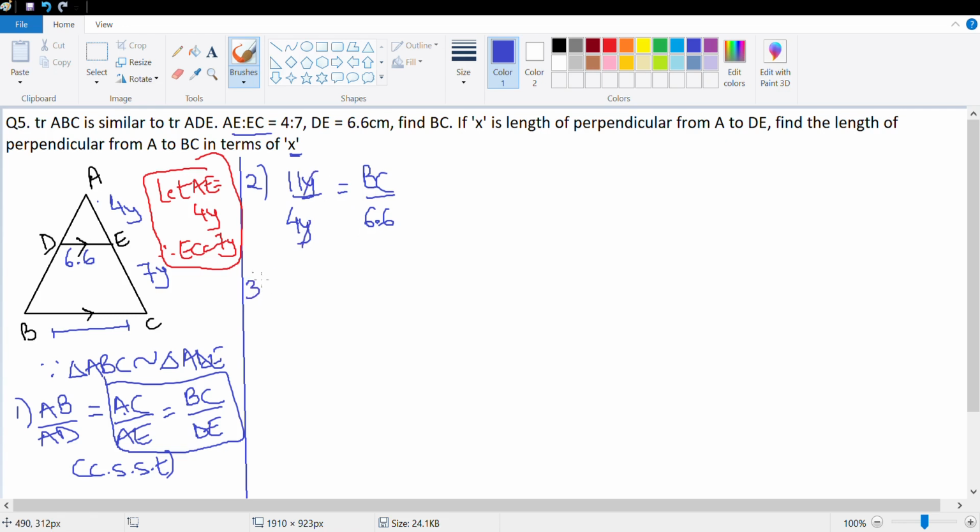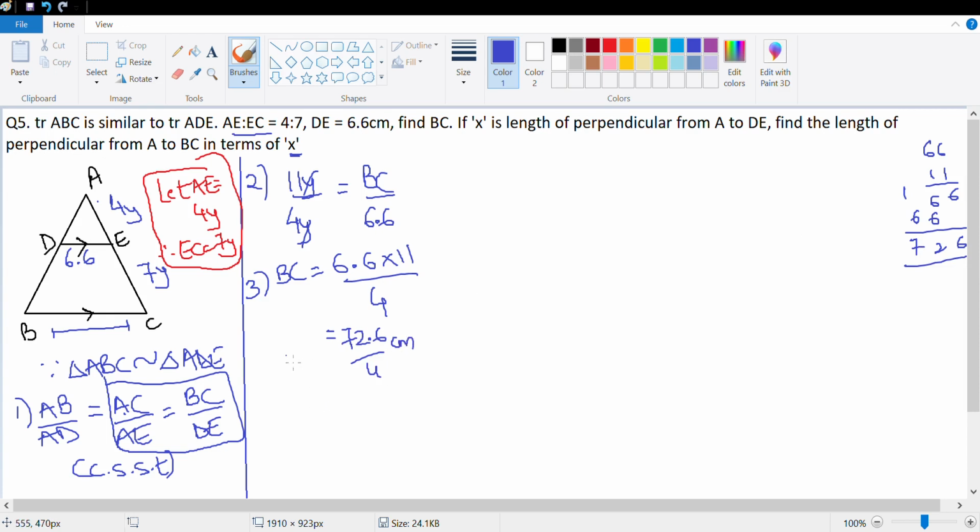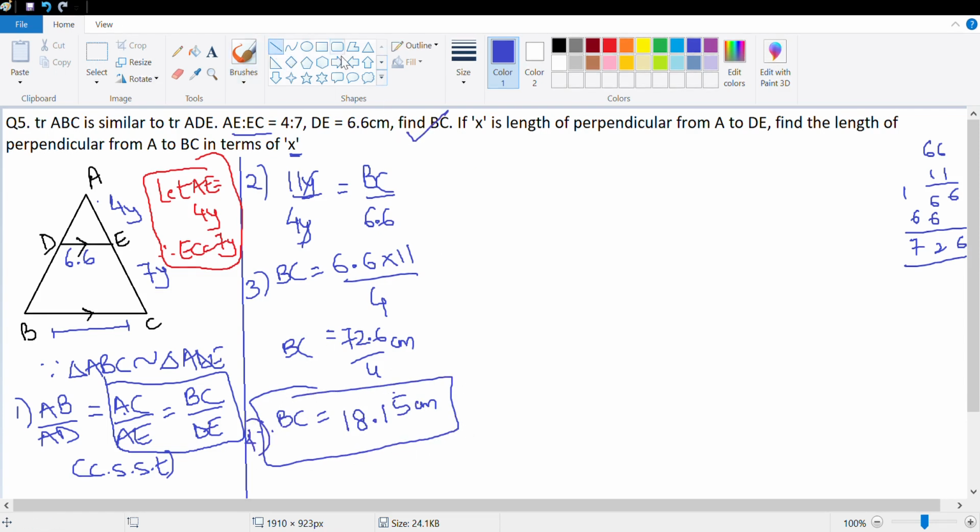y and y get cancelled, which means BC is equal to 6.6 into 11 upon 4. So now we will have to multiply and divide and see what answer we get. 66 into 11 is 726, which means 72.6 divided by 4 centimeter, which means BC would be equal to 18.15 centimeter. That's the value of BC, which they wanted us to calculate. Done. This part of the question is done.